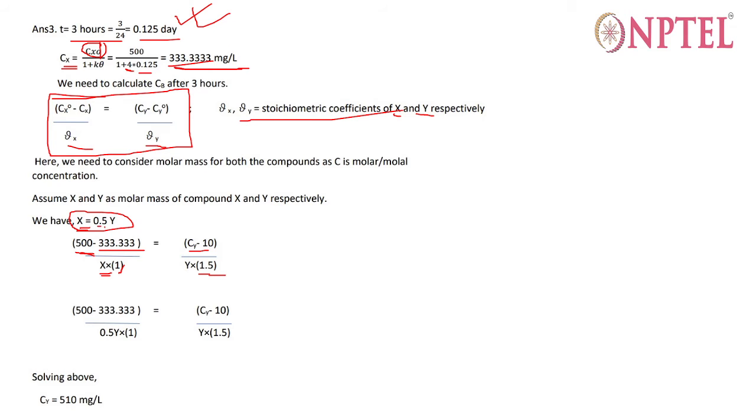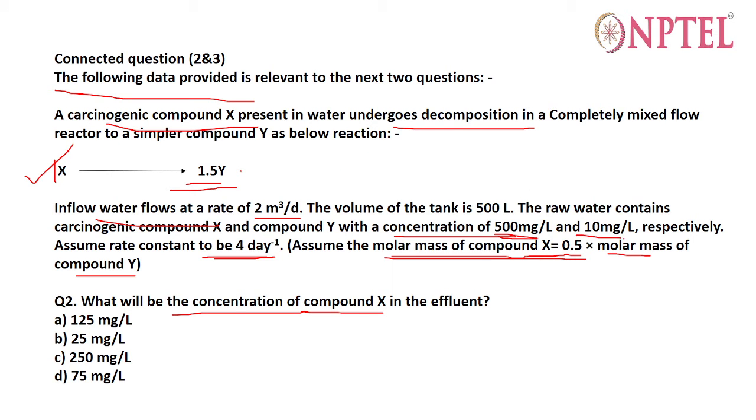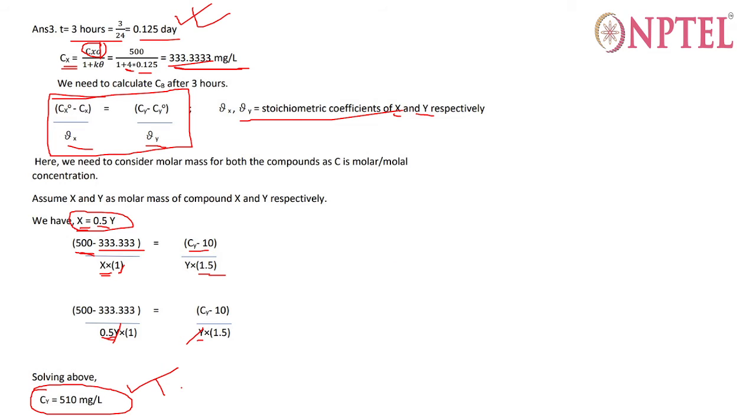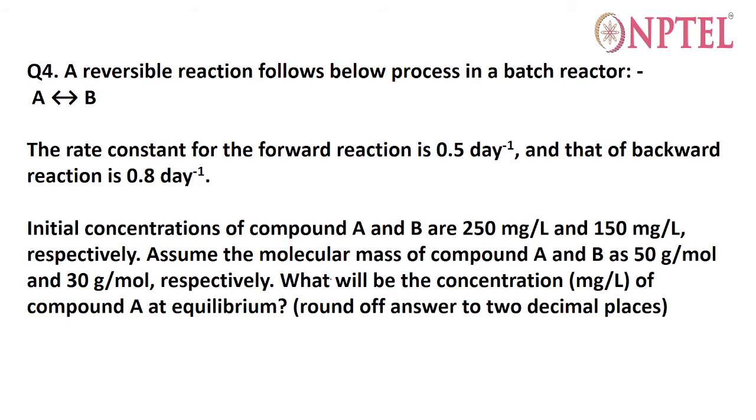So X and Y, there is a relation 0.5Y. So I'm writing 0.5Y and here Y. So Y is getting cancelled out, and you can get the concentration of Y after 3 hours. That is 510 mg per liter. So it is increased. Initially it was how much? It was 10, right? Initially it was 10, and after 3 hours it is 510 mg per liter, right? So this is the solution of question number 3. We'll move to question number 4.